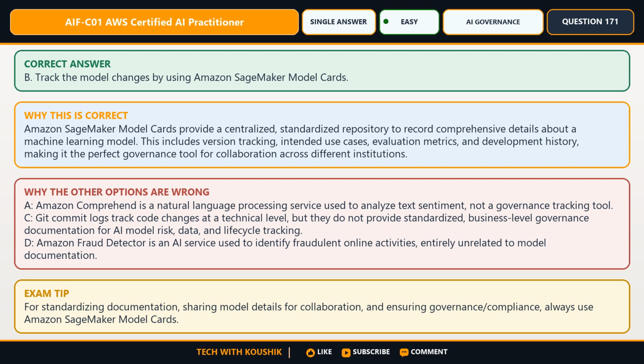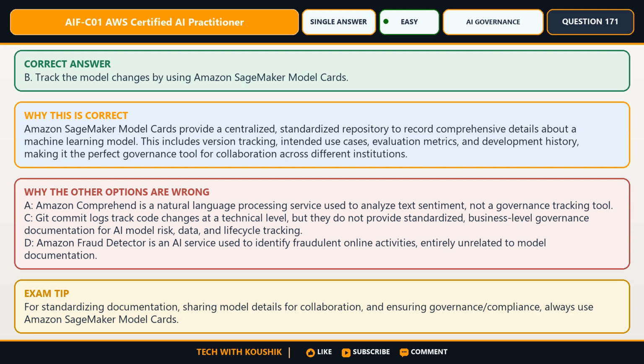Now eliminate the distractors. A. Amazon Comprehend is a natural language processing service used to analyze text sentiment, not a governance tracking tool. C. Git commit logs track code changes at a technical level, but they do not provide standardized, business-level governance documentation for AI model risk, data, and life cycle tracking. D. Amazon Fraud Detector is an AI service used to identify fraudulent online activities, entirely unrelated to model documentation.